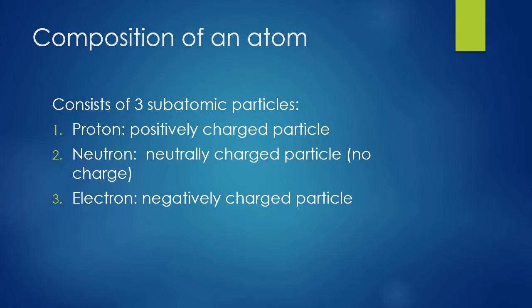Let's look at the composition of an atom. So atoms consist of 3 subatomic particles. They're called subatomic particles because they are the 3 particles that make up the atom. We have a proton, a neutron, and an electron. Now, protons are positively charged particles. Neutrons are neutral, hence the name neutron, which means they do not have a charge, or a charge of 0, you could say. And then electrons are the negatively charged particles.